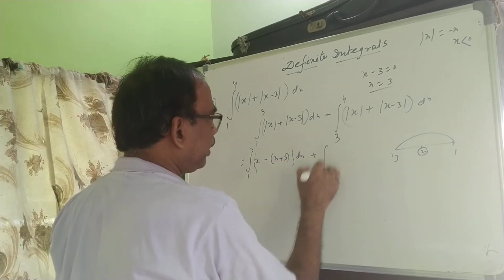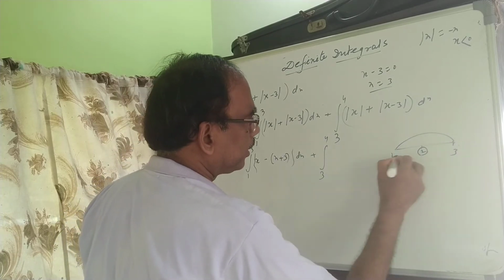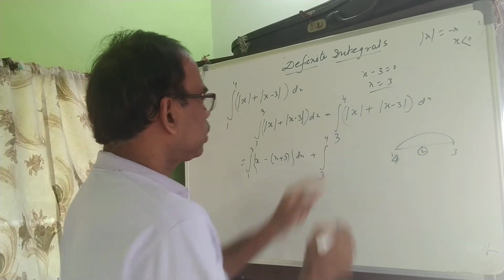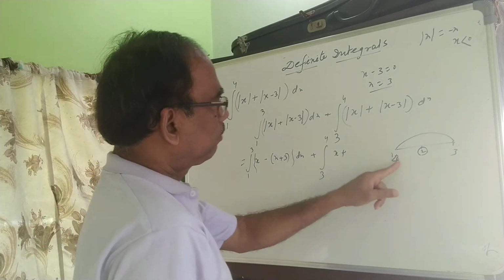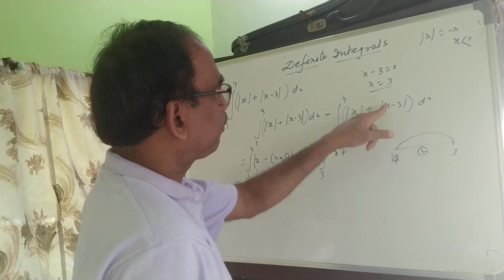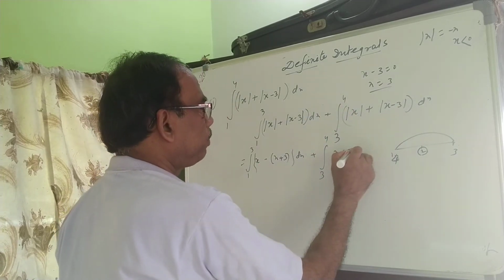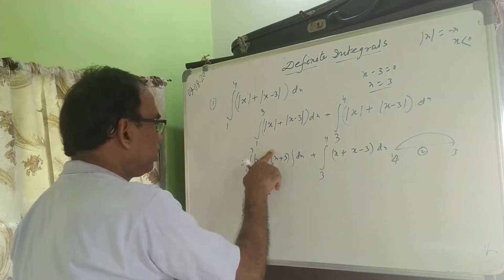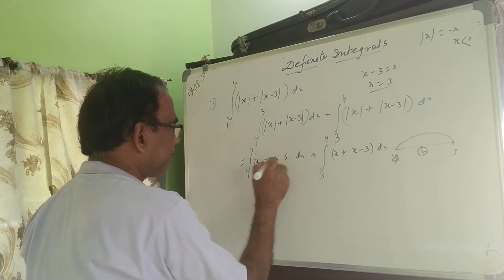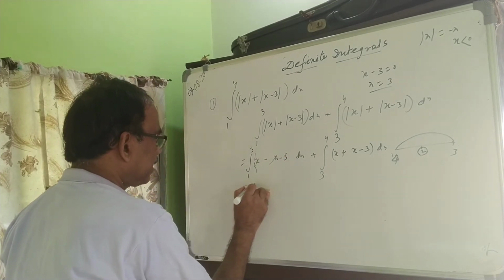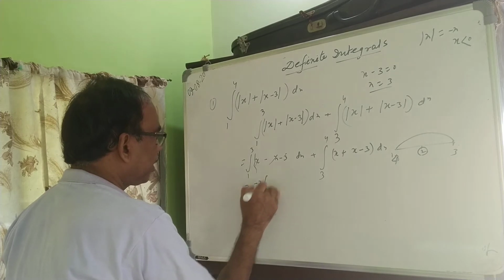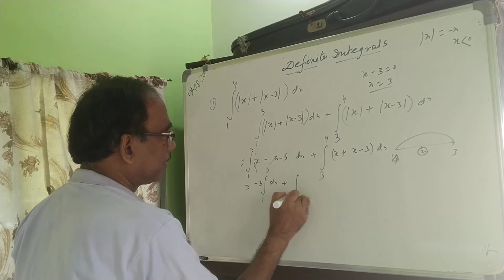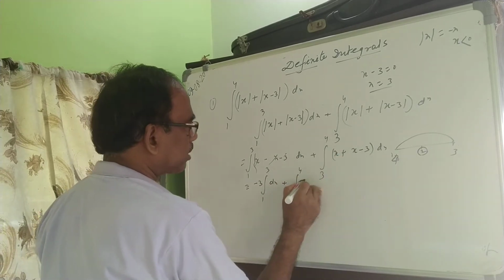Plus from 3 to 4. Suppose there is 3, there is 4. In this interval, suppose 3.5 is there. It is positive, that is x. 3.5 minus 3 is positive, so to remove the modulus, it is plus, all over dx. If you remove the bracket, this will be minus 3. The x's cancel, that is minus 3 integration from 1 to 3 dx, plus integral from 3 to 4 of x plus x minus 3, that is 2x minus 3, dx.